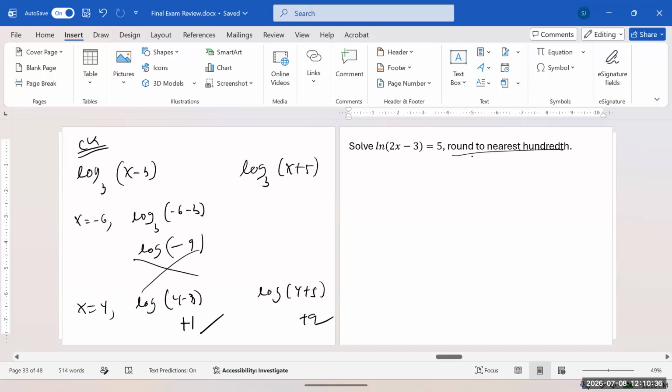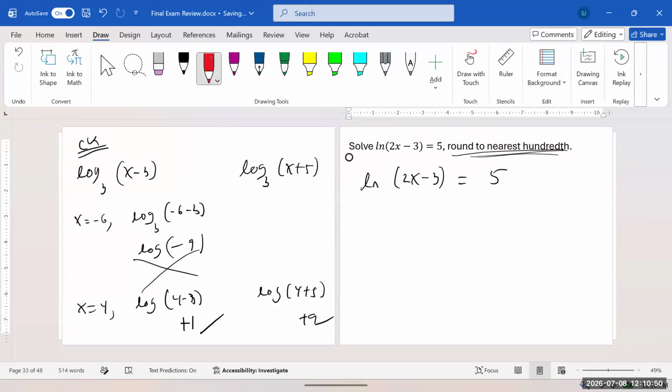Now, 100 means calculator. We need a calculator. So we have ln of 2x minus 3 equals 5. Every ln has what base? E. So there is an invisible e here. So we convert this into exponential. e gets 5 as a power. So e to the 5. And then we set it equal to our argument, 2x minus 3.